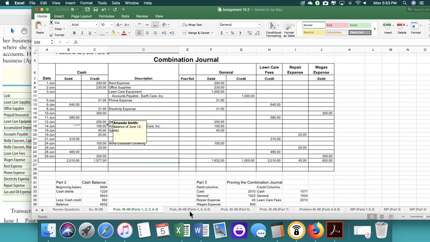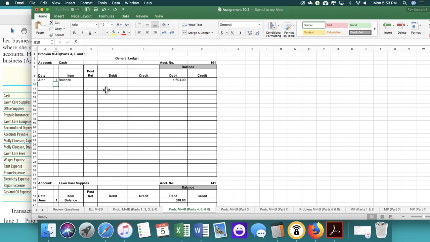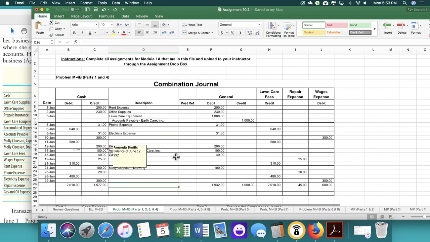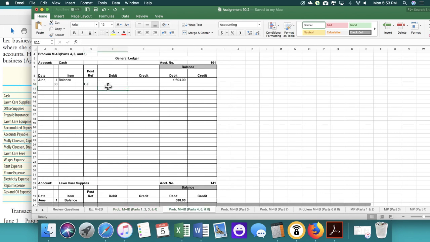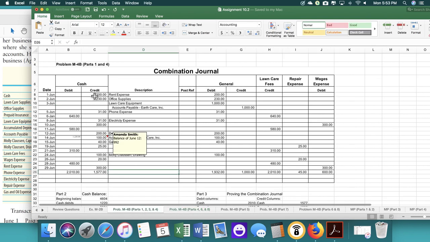So in cash, on June 30th, we have $2,010. It would be combination journal, and whatever page that would be. I'm not too worried about the post references. So that's 2010. And then we also have to do one for the credit column. So we have a credit of $1,577.